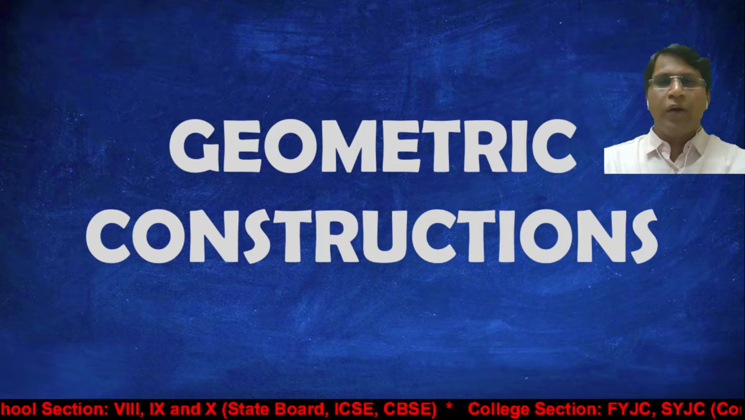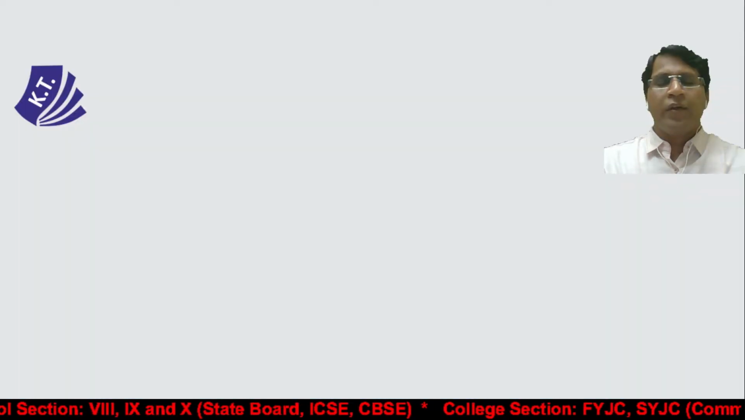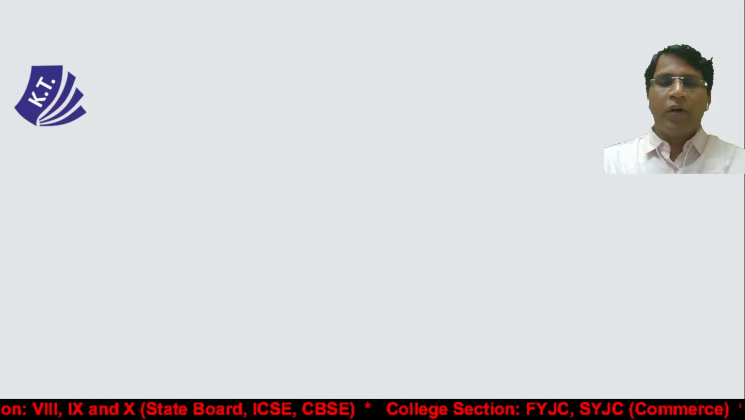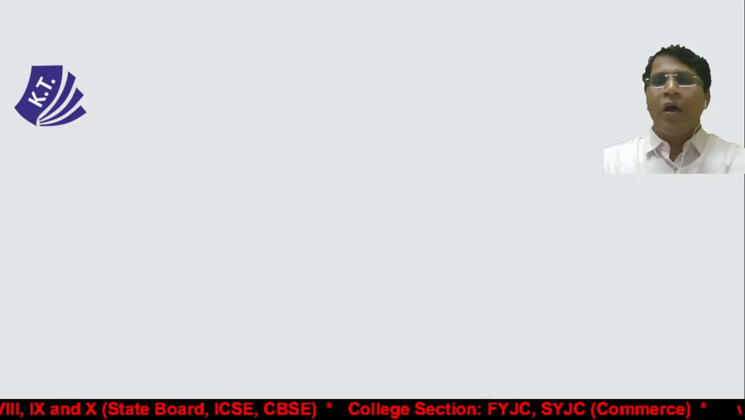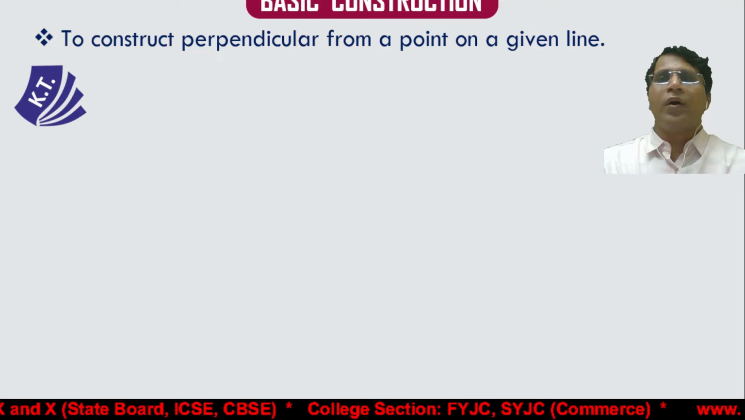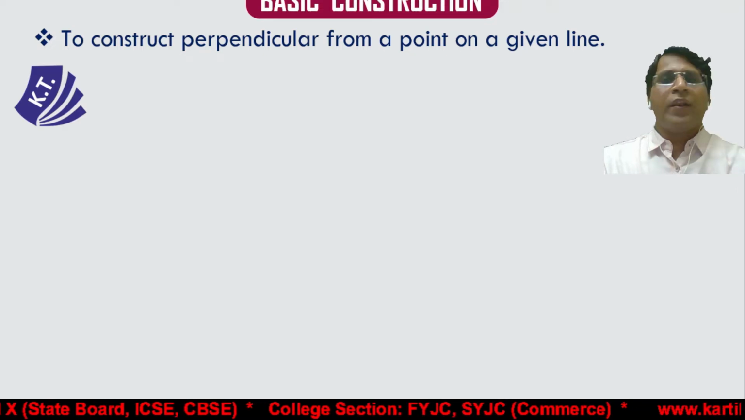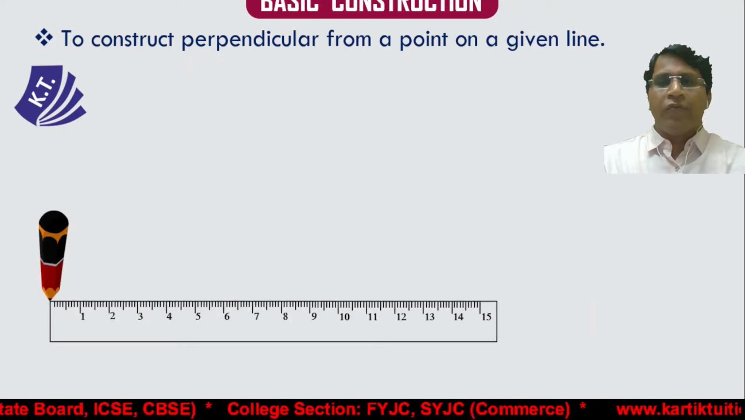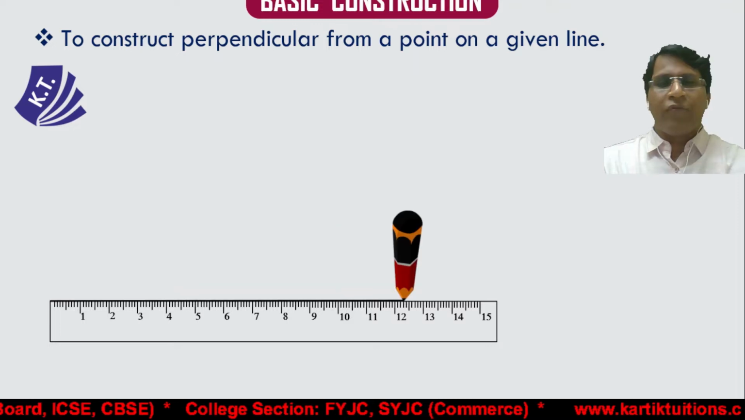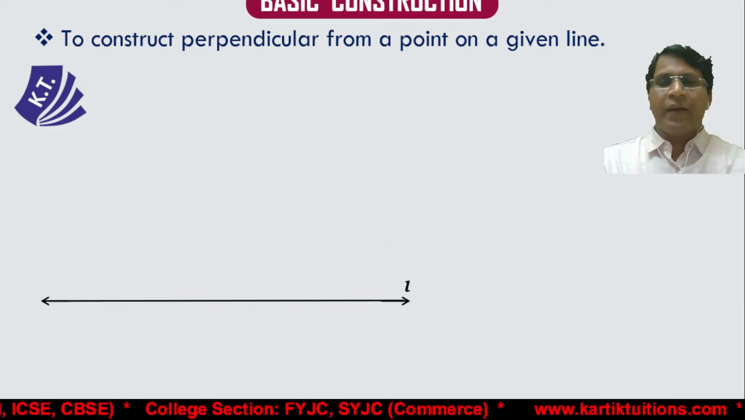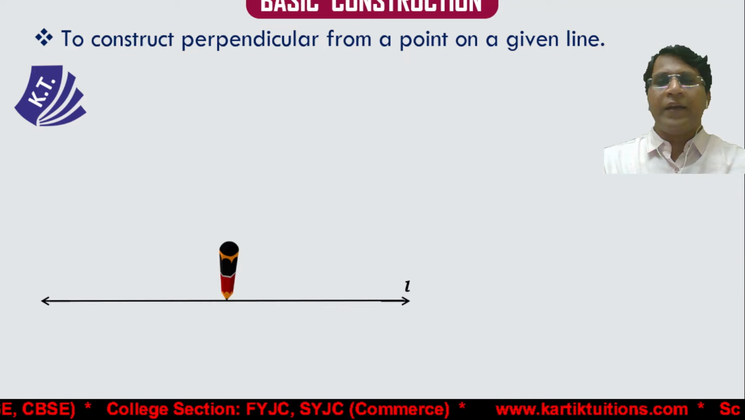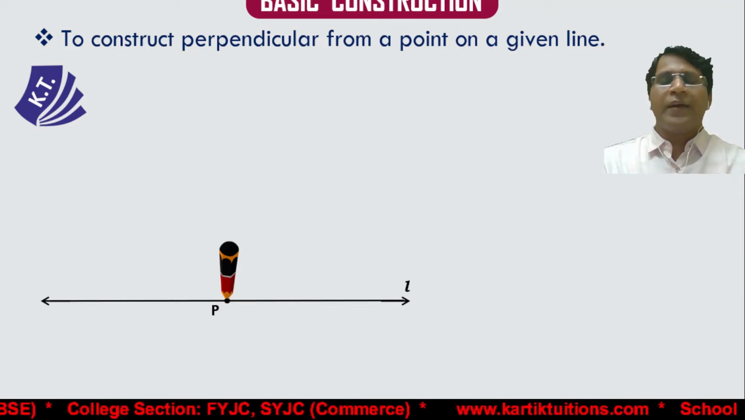Now to draw a tangent to the circle with the help of the center, we need to understand one simple concept: how to draw a perpendicular from a point on a given line. For that, first we need to draw a line of any length. I have taken a line L, then I take any point on it as P.